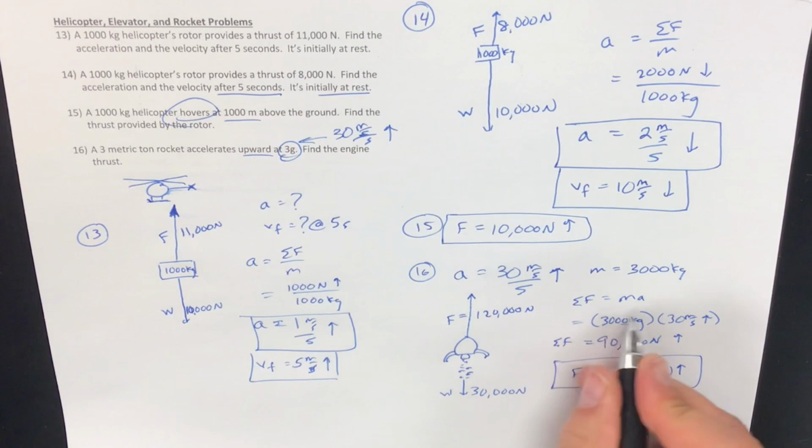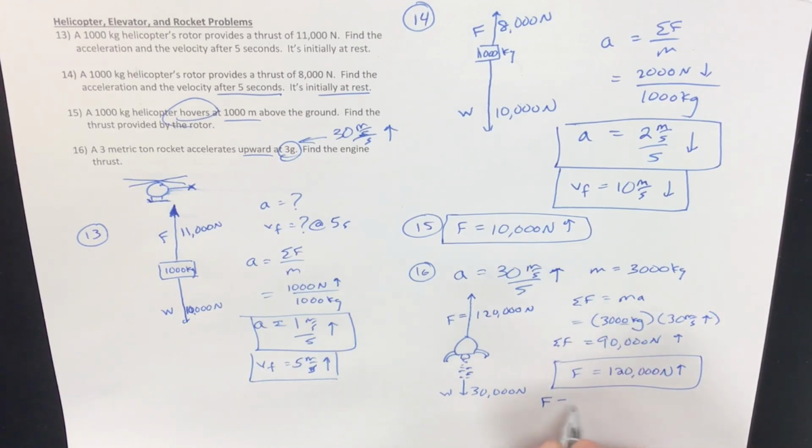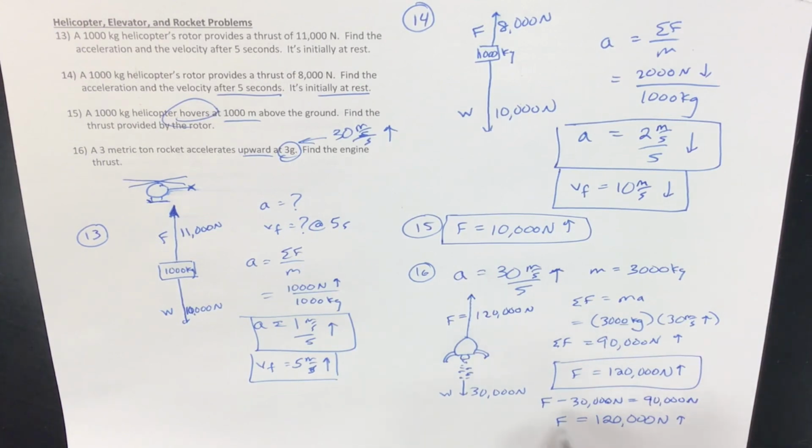Or from here, F minus 30,000 newtons is equal to 90,000 newtons, and F equals 120,000 newtons up. Either way, you get the same answer. This one is more algebraic, more linked to the diagram that you drew.